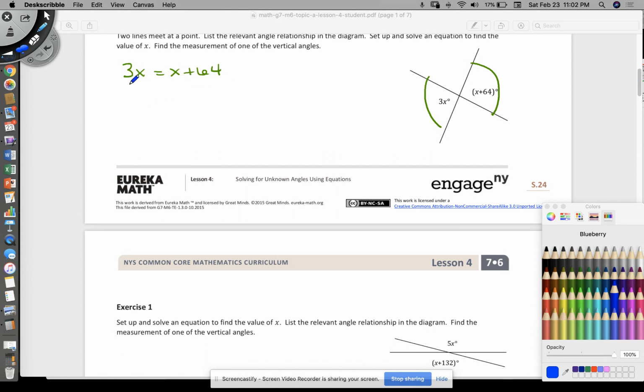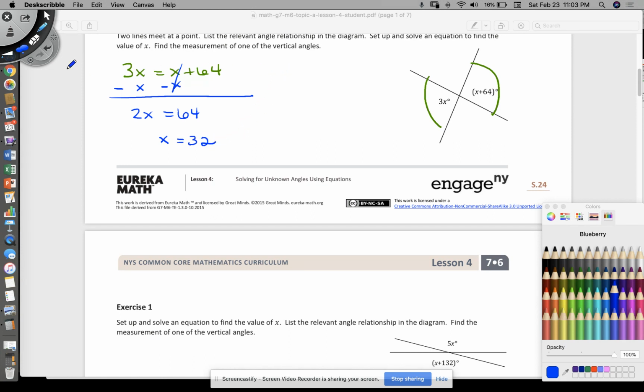You don't want to move 3x because if you move 3x then you'll have nothing on this side of the equation. You have to keep things balanced. So I have to move this x. What's the opposite of positive x? It would be negative x. So I'm going to subtract x from both sides. Those x's cancel. So 3x minus x gives me 2x equals 64. 2 times what gives me 64? x is going to equal 32.